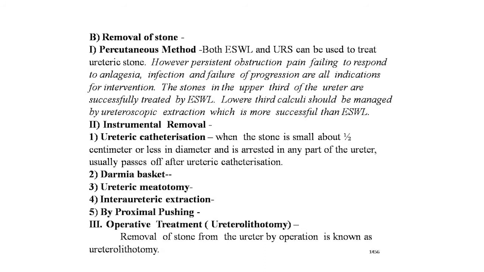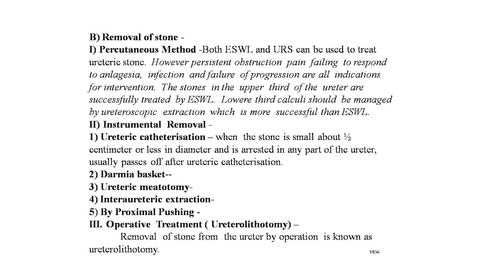First is the percutaneous method. Both ESWL and URS can be used to treat ureteric stones. However, persistent obstruction, pain failing to respond to analgesia, infection and failure of progression are all indications for intervention by the percutaneous methods. Stones in the upper third of the ureter are successfully treated by ESWL. Lower third ureteric calculi should be managed by ureteroscopic extraction, which is more successful than ESWL and quite easy.